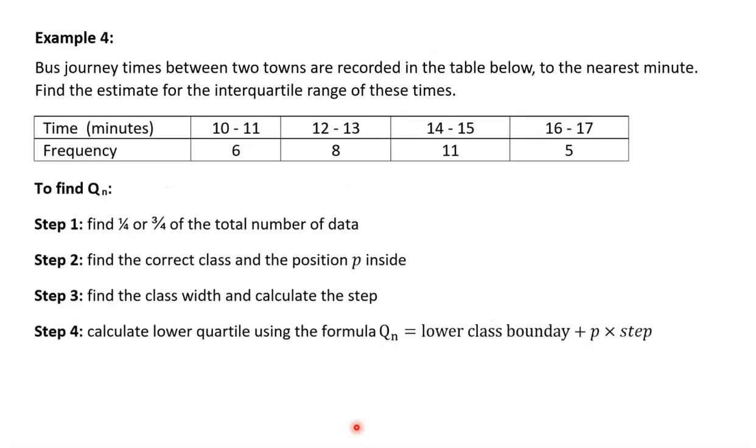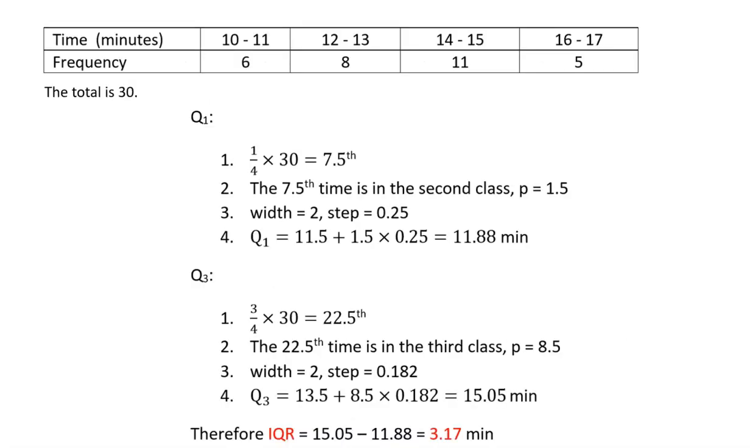And finally, in the last question, you can pause the video and try to answer this question on your own. Try to find the interquartile range, and then we will go through the answers together. And here are the answers to our last question. So the total number of bus journeys was 30.